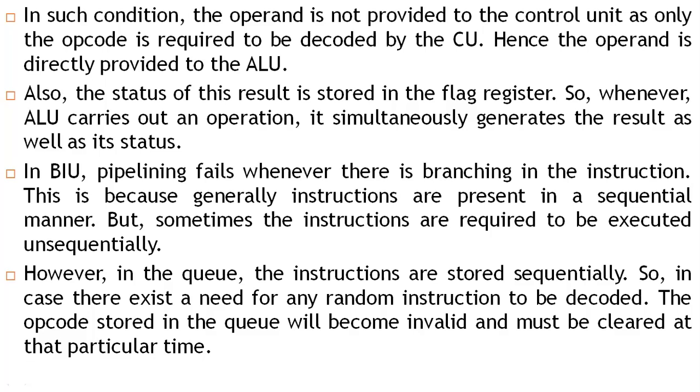Whenever we have branching instructions and looping instructions, in this case the pipelining fails. Why? Because the BIU fetches the instructions sequentially. If there are looping and branching instructions, at that time the BIU and the pipelining will fail. In a queue, those instructions are stored sequentially. So in that case, for any random instruction to be decoded, first we need to clear the queue. After that, we need to fetch the looped or the branched instruction.